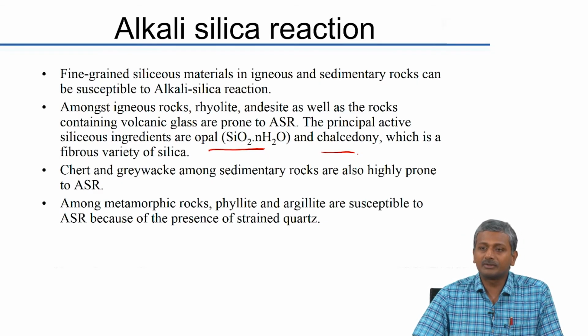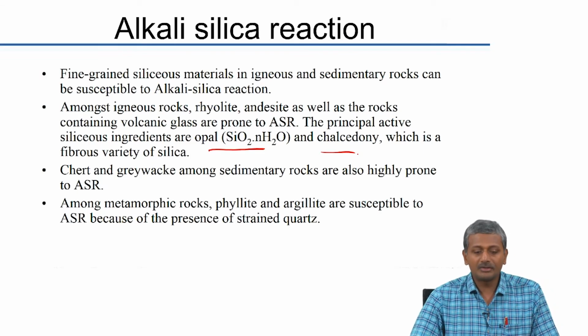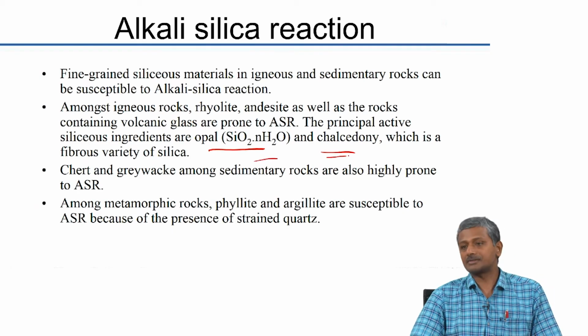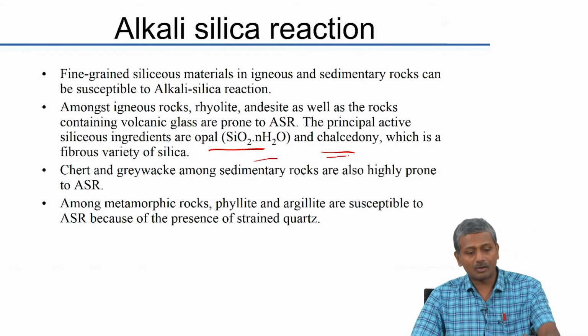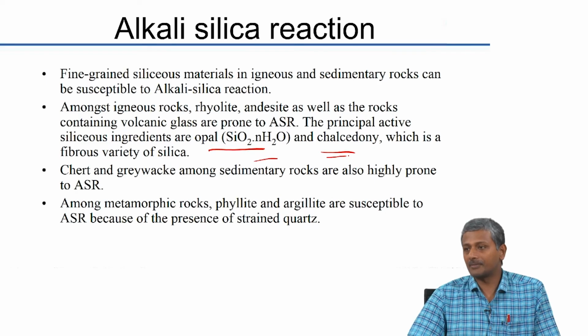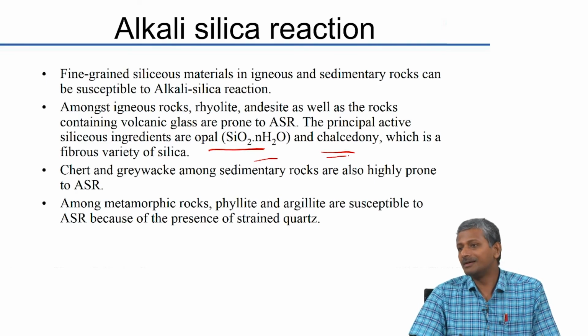Among sedimentary rocks, the ones which are most reactive are chert and greywacke. Again, chert and greywacke can also contain opal and chalcedony as minerals. Please remember, chert and greywacke are rocks which contain alkali reactive minerals in them. It is the minerals which make the rock reactive.